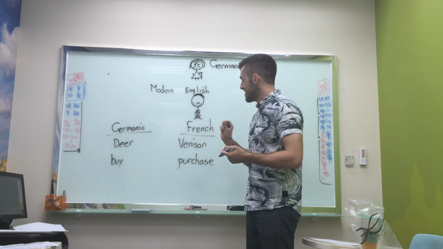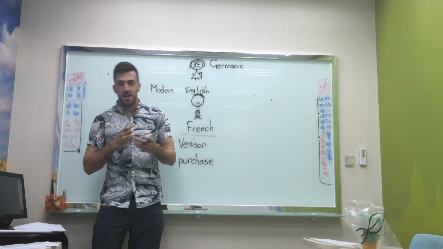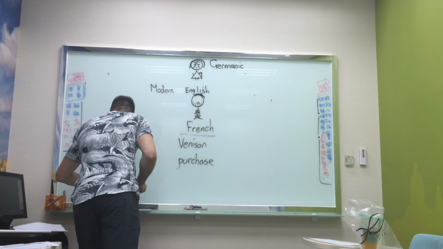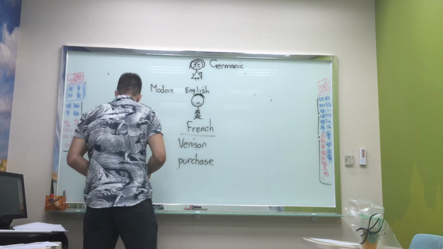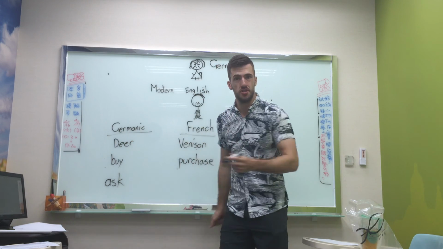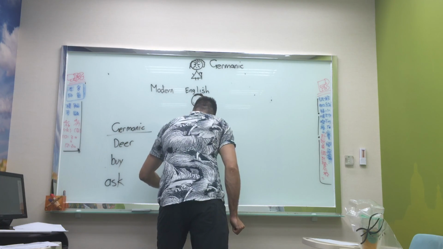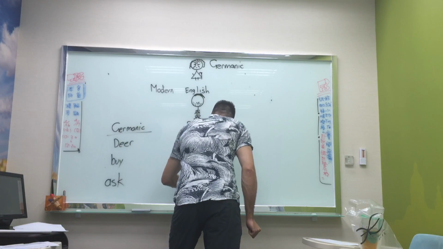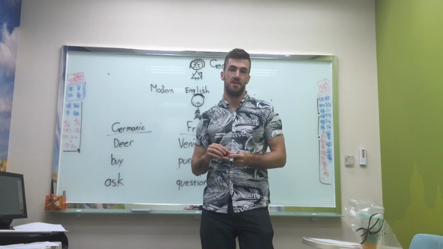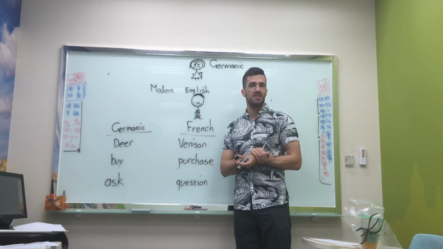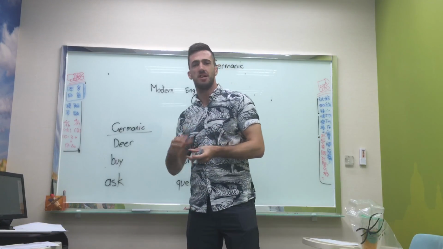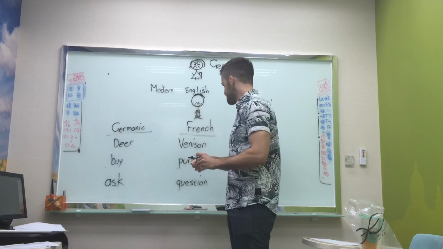Okay? Now, the last one that I'm going to show you is to ask someone something. Ask. And the French equivalent of this word is to question someone. So the Germanic root, deer, buy, ask. Very easy, very common. The French, the more elegant sounding version, venison, purchase, and question. I'm making myself sound very important and elegant, I hope.